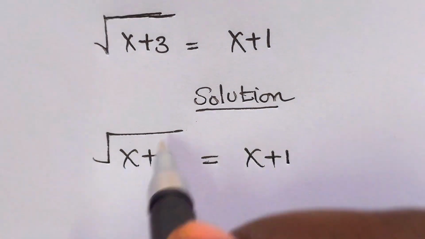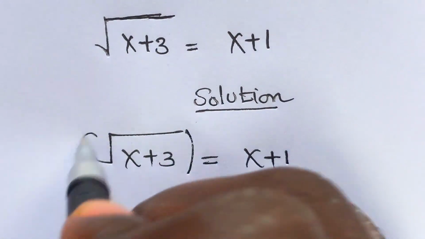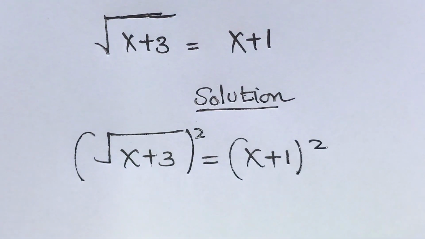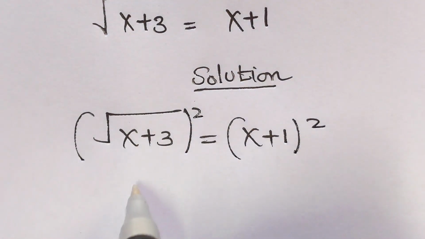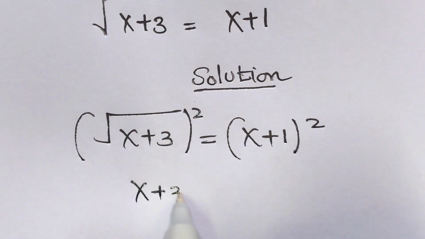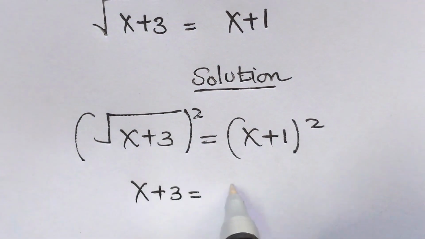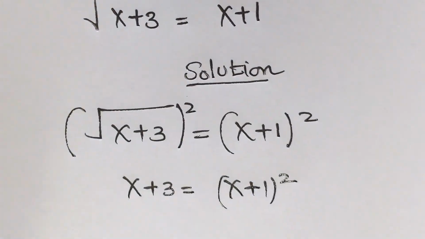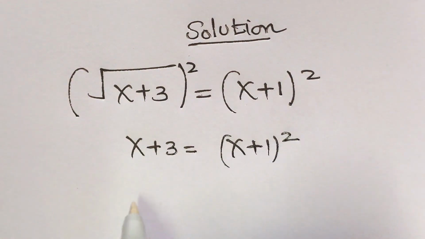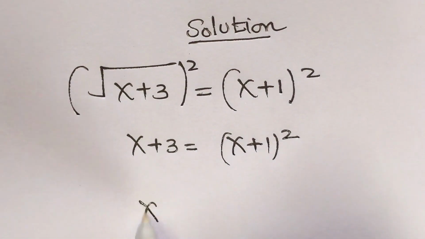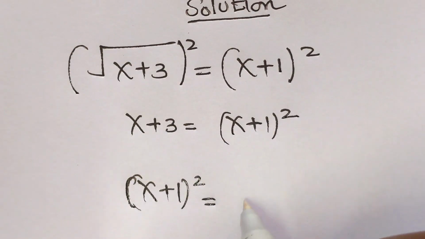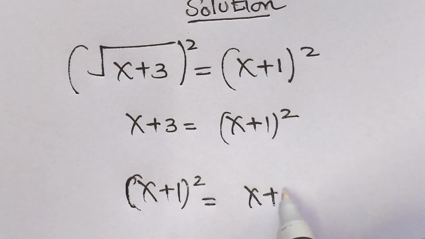The first thing here is to square both sides in order to remove this radical. We shall remain with x plus 3, which is equal to x plus 1 squared. We can interchange them to get x plus 1 squared, which is equal to x plus 3.